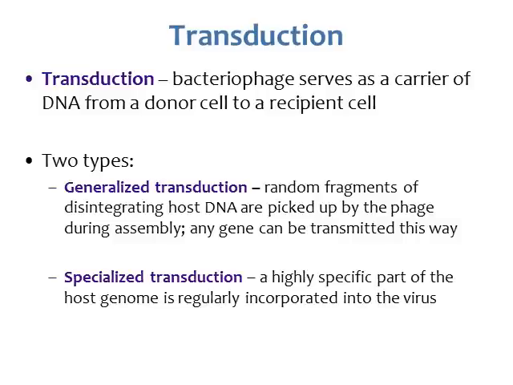So generalized transduction, any random fragment from the host is put into the virus during assembly, and then that gene is inserted into the recipient cell. So any gene can be transmitted using this method. And specialized transduction, this is where instead of random fragments of DNA being packed up into the virus, specific parts of the host DNA are incorporated into the virus, and then it's transferred from the donor cell to the recipient cell.